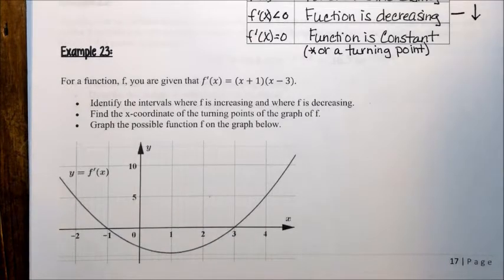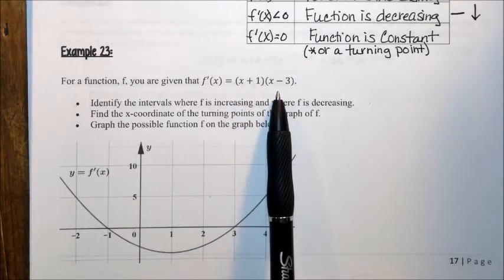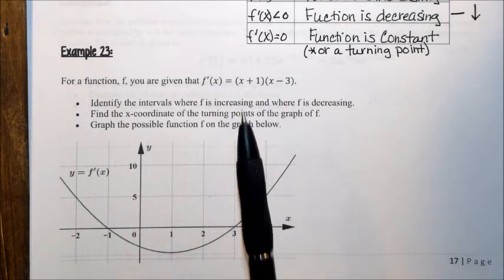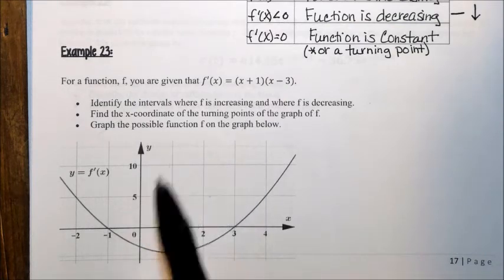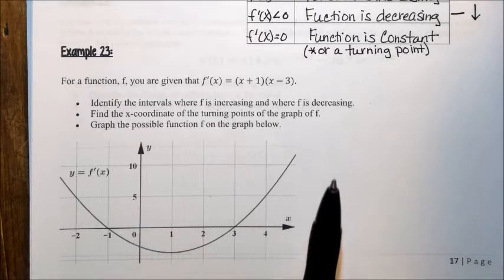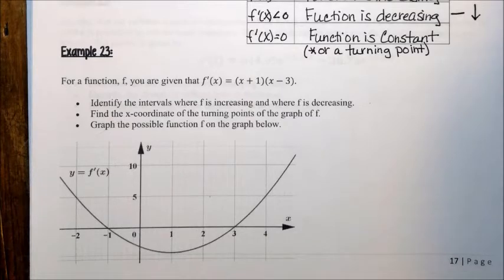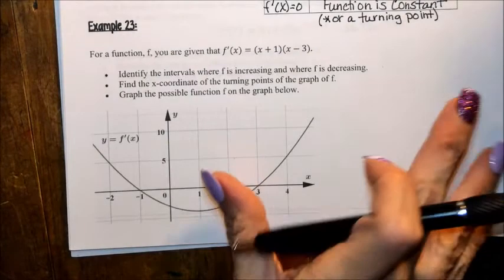Okay, so for a function f, you are given that f prime of x equals x plus 1 times x minus 3. Identify the intervals where f is increasing and where it's decreasing. Find the x-coordinate of the turning points of the graph, and graph a possible function f on the graph below. Okay, lots of information there. Let me see if I can adjust my camera just a little bit.